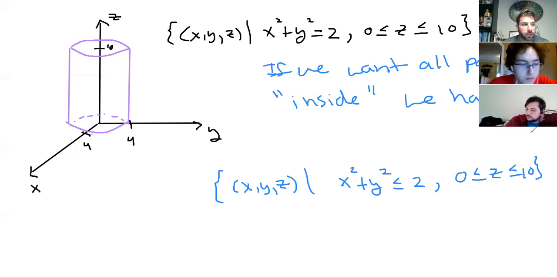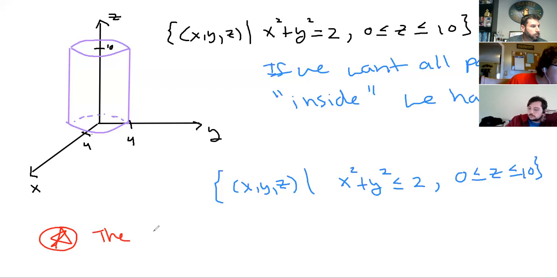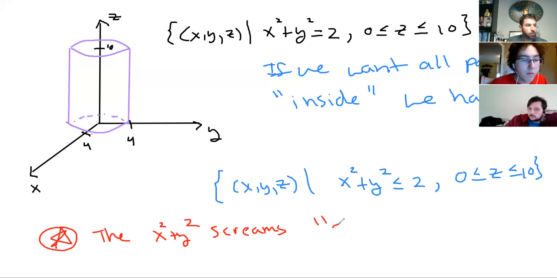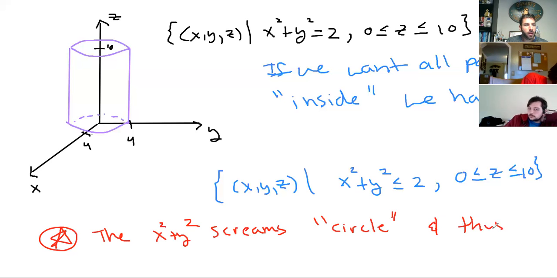Okay, so here's another thing. And I'm going to write this in red because I want you to never forget this the remainder of your math and if you take any physics or engineering courses forever and ever. So the x squared plus y squared screams circle, and thus sines and cosines. That's what you should be thinking all the time.